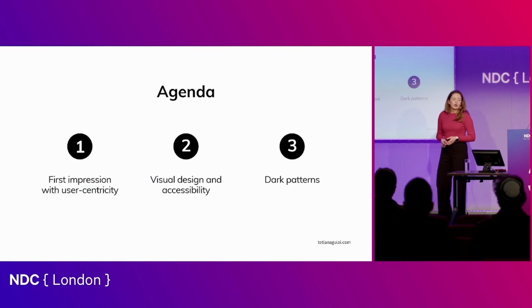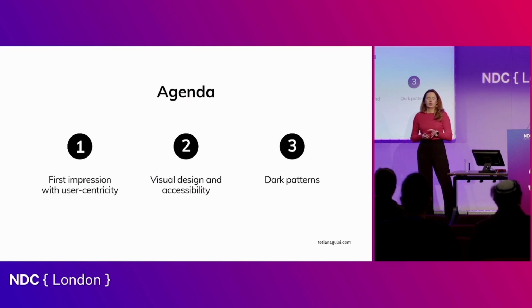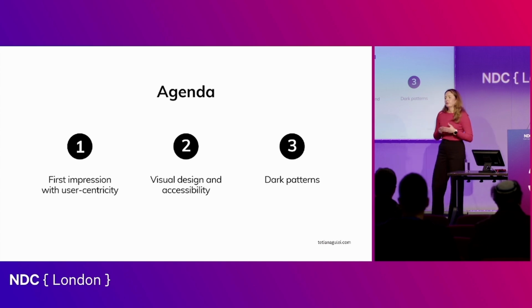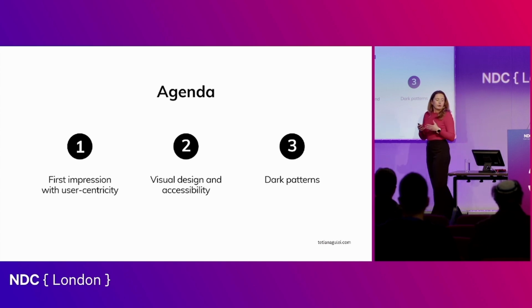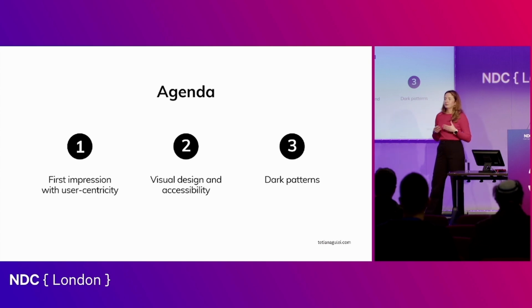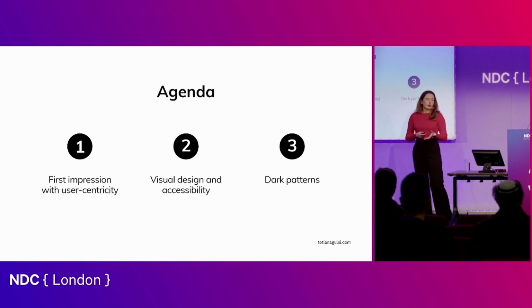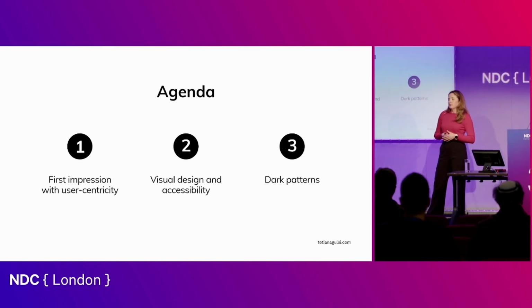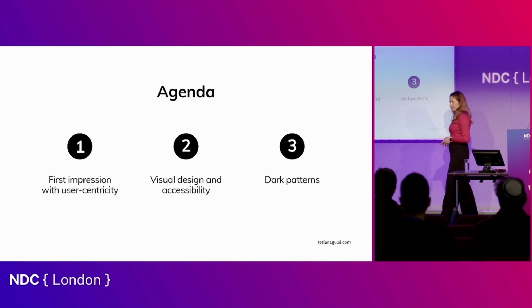So in today's talk, to be more specific, we're going to focus on 3 main blocks. So the first one is how you build that first impression with user-centric design. Then also how you can use visual design and accessibility to build trust even further with your users. And finally, we'll also talk about dark patterns. So what are they, why you should avoid them, and what you can actually do better instead.